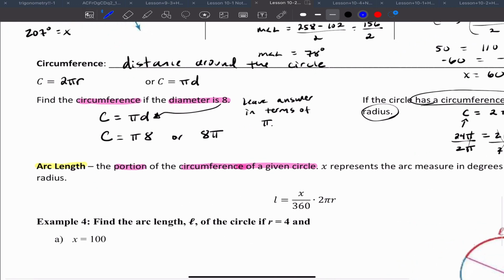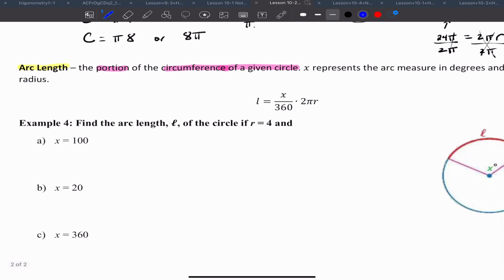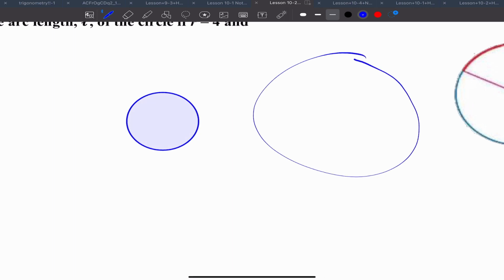This time we're dealing with arc length, the portion, like how big or how long am I going from point A to point B if I'm not using up all the circle? I'm only using parts of the circle. And let me go ahead and demonstrate an example using pizzas. So suppose that you have a small pizza and a big pizza.